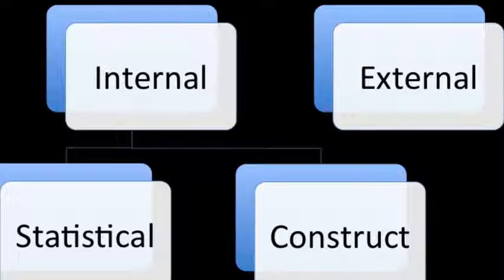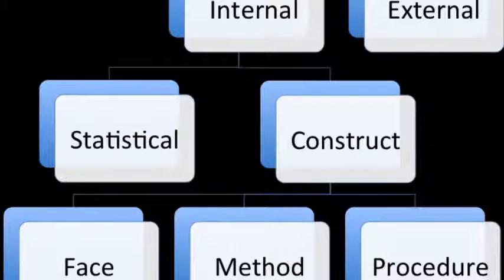Within internal validity, we have, for example, statistical validity and construct validity. Within construct validity, we have face, procedural, and methodological validity. In order for a researcher's conclusions to follow from the research that was done, it has to be valid in all of these ways. If any type of validity isn't there, the research doesn't quite tell us what the researchers want us to think it does.